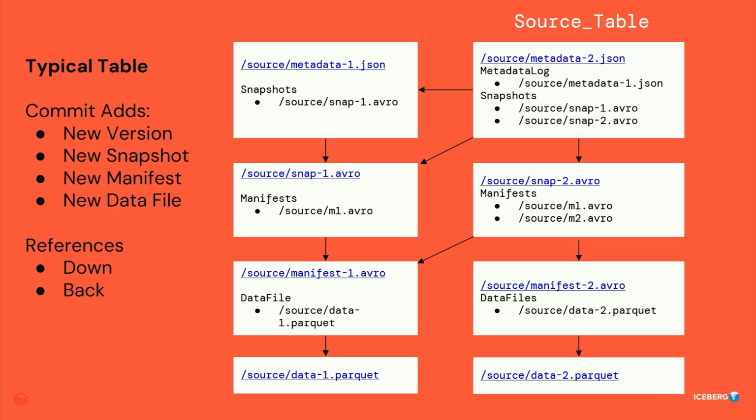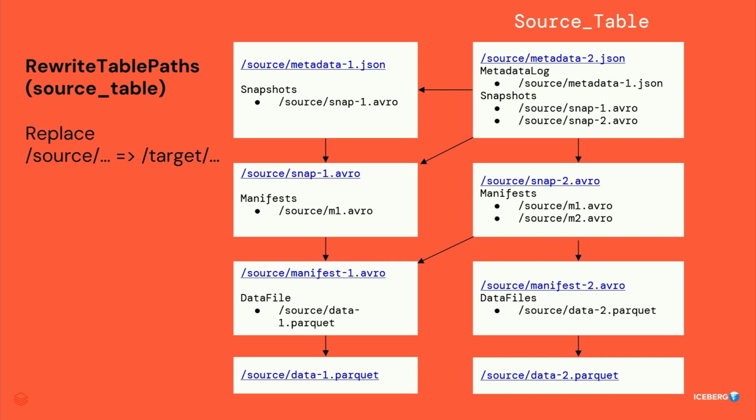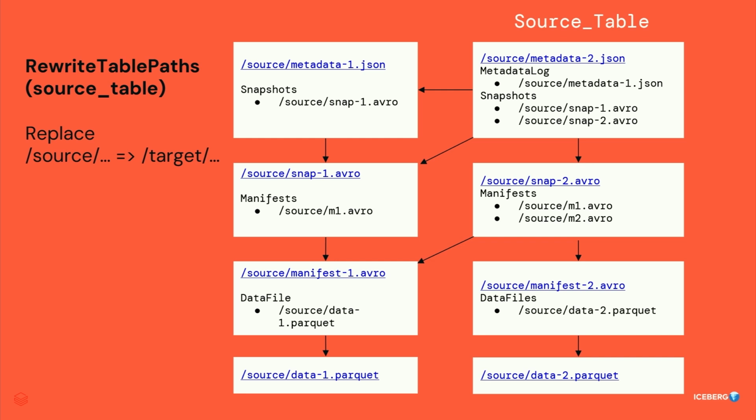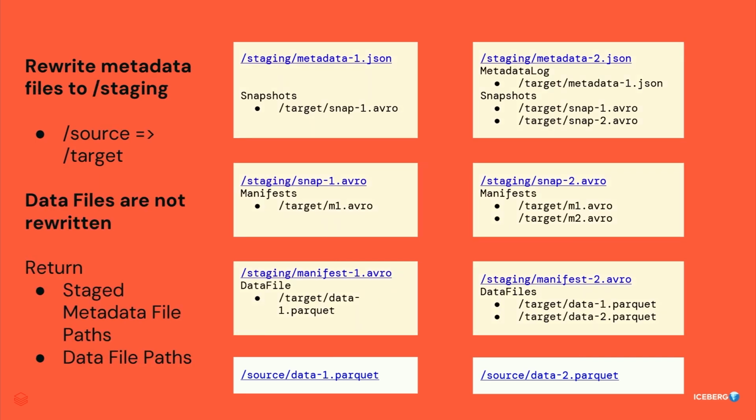When you run this operation, you run it saying, I want to replace /source with /target. I want to move this to /target. It goes ahead and puts everything in staging, and it replaces all the paths. The previous one was /source, and it replaces it with /target. Notice that we don't do anything with the data files. We don't have to rewrite them because we want to be more performant. So we just rewrite all the metadata and leave the data files.